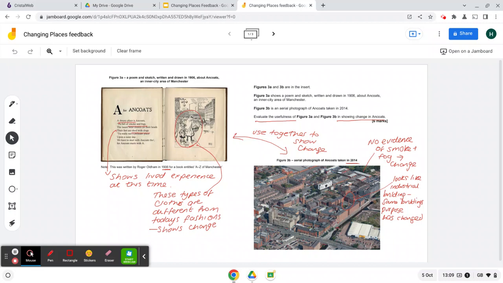You could write a very brief conclusion saying that 3A alone does show some change to lived experience with the present day, but 3B is useless on its own. They're most useful when they're used together. My top tip for answering any question, but especially ones like these, is to make sure you keep looking back at the question as you're answering it so that you're reminding yourself what you're actually trying to achieve with your answer.